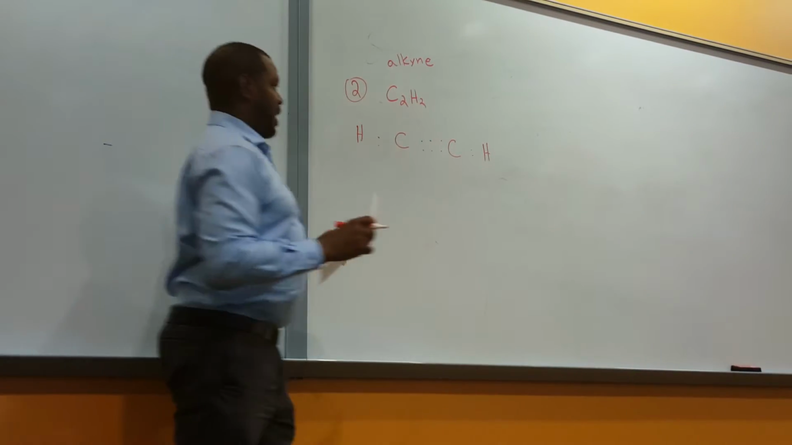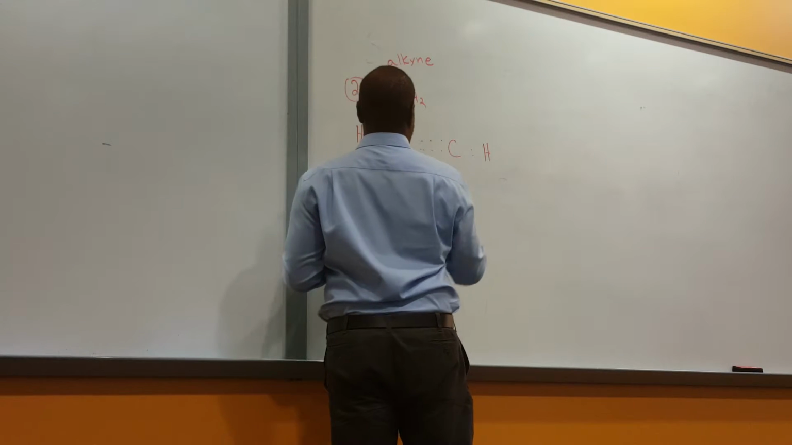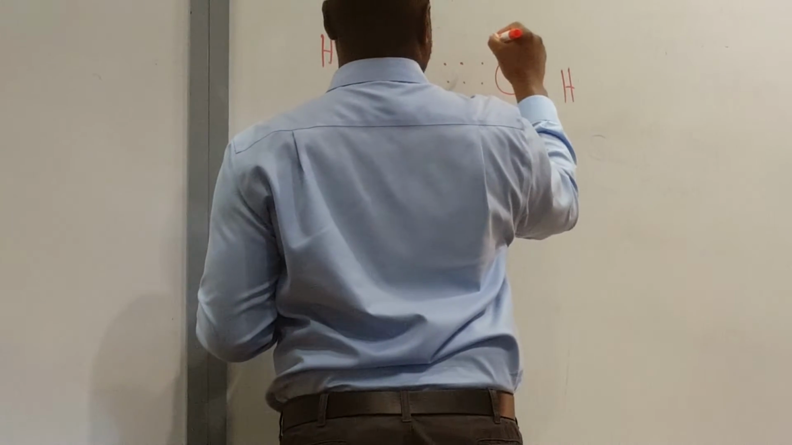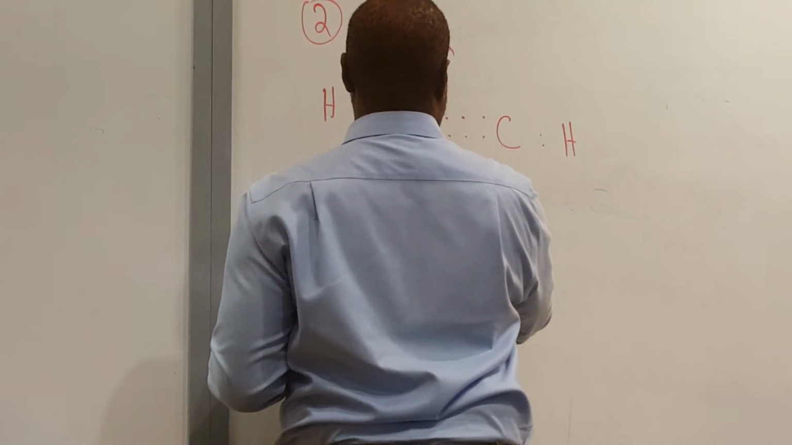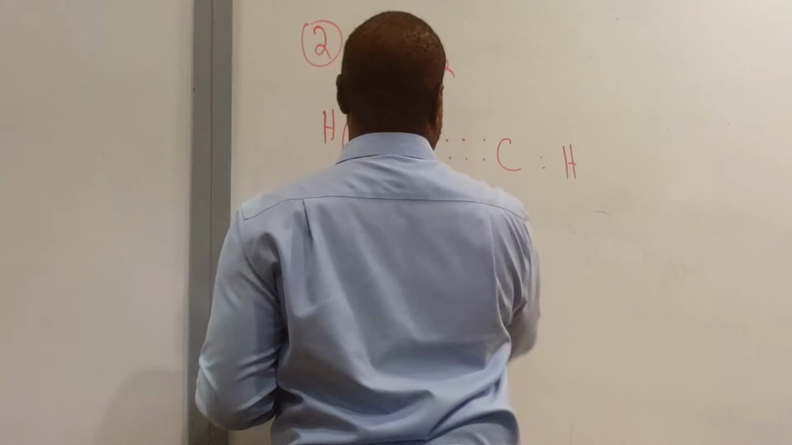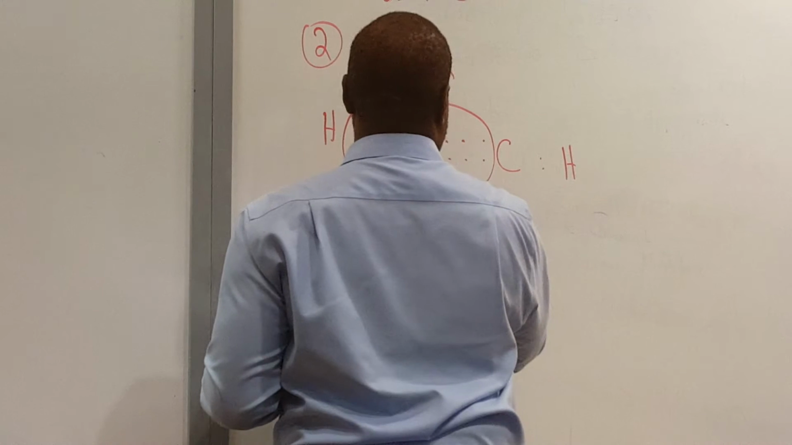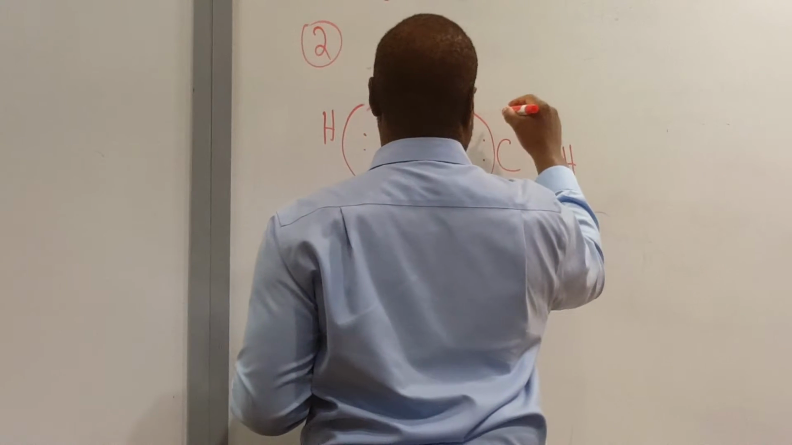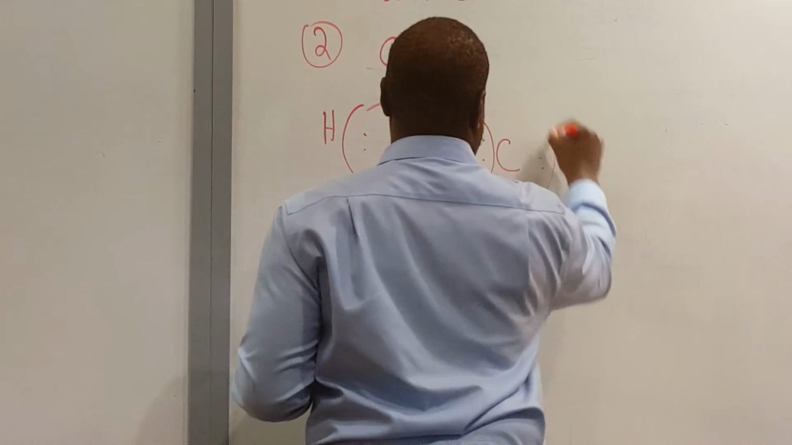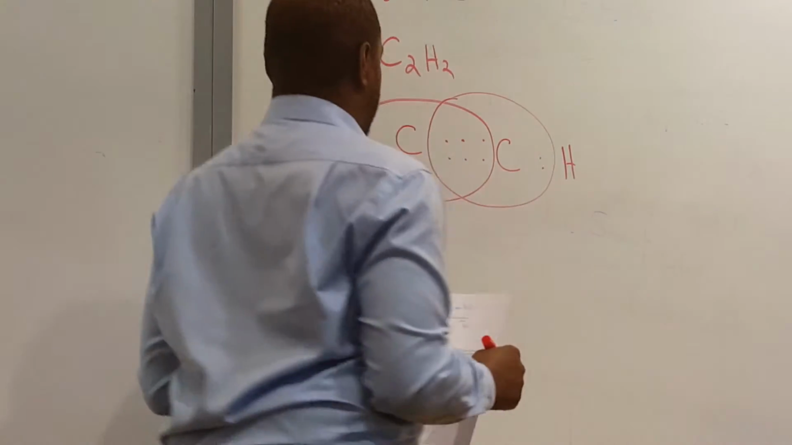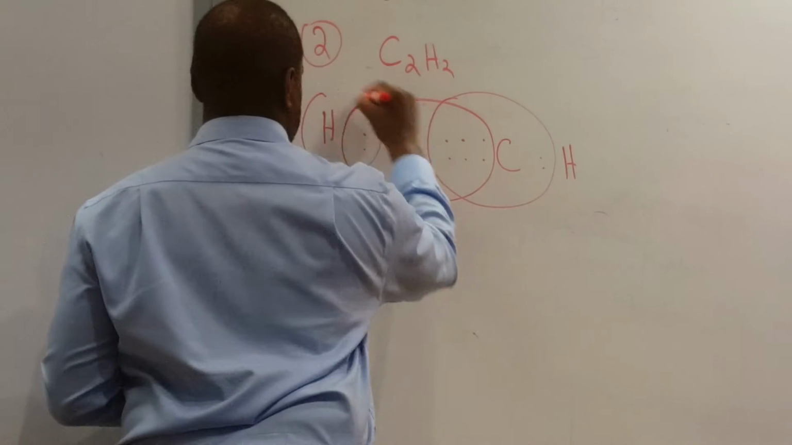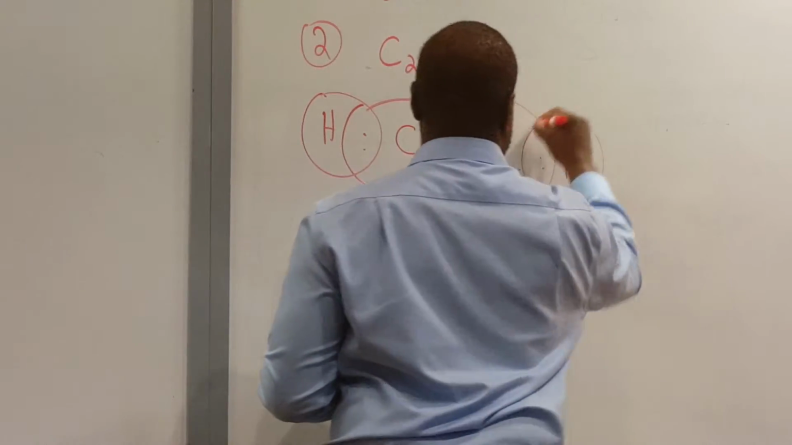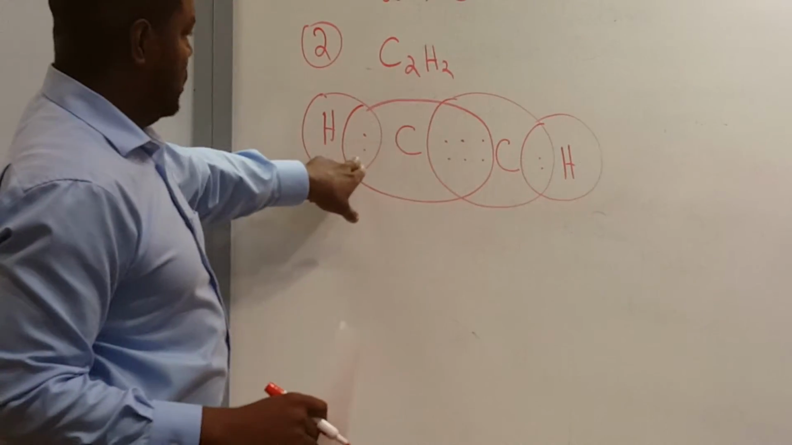Now you draw your overlaps, right? When you draw your overlaps, you want to draw over the whole thing. So you say 2, 4, 6, 8, and 2, 4, 6, 8. So you draw overlap for your first carbon and hydrogen, and you draw your overlap for your other carbon and hydrogen, right? And then you draw your overlap for your carbons too. So this is your overlaps.